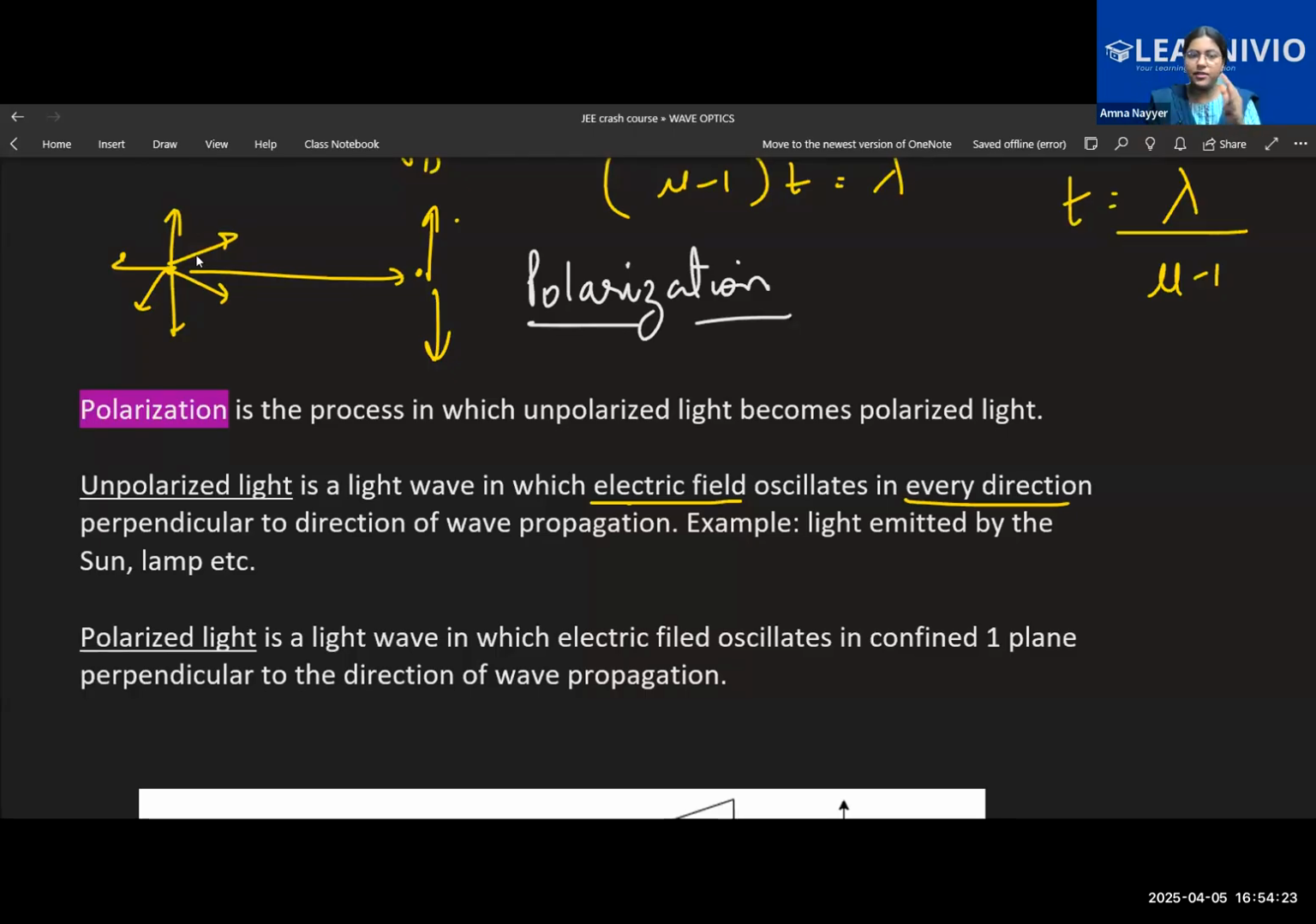So this process of converting unpolarized light, where the electric field was moving in all the different planes, into polarized light, where we want the electric field to move in just one plane, is called polarization. It could be the YZ plane or the XZ plane, but in just one plane, not all these planes simultaneously. Everything is written here, you can have a look later.